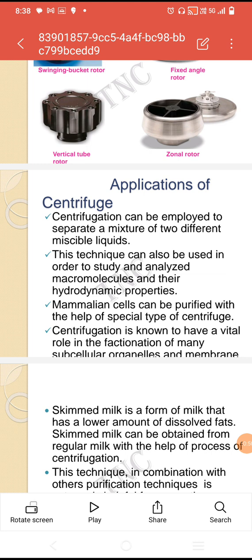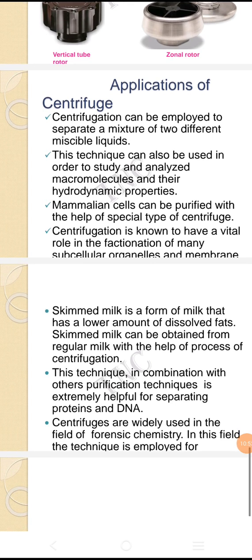Now, applications of the centrifuge. It is mainly used for the separation of macromolecules and micromolecules of biological samples as well as clinical samples. So separation is the main application of centrifugation. This technique is also used to analyze macromolecules and their hydrodynamic properties. Mammalian cells can be purified with the help of a special type of centrifuge. Centrifugation has a vital role in the fractionation of many subcellular organelles and membranes.